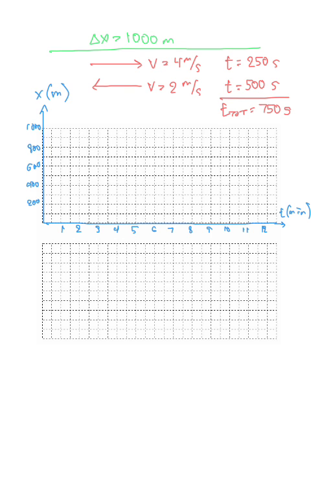Okay, so let's go ahead and plot some points on this graph. We know that at 250 seconds, she had already reached the end of the path, so she was 1,000 meters away. 250 seconds is just over 4 minutes, since 4 minutes is 240 seconds. So I'm going to go on the graph to just past the 4 minute mark, and I want to put a dot at 1,000 meters. So that'll be that right there.